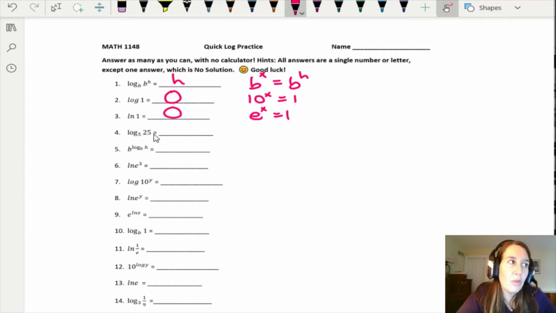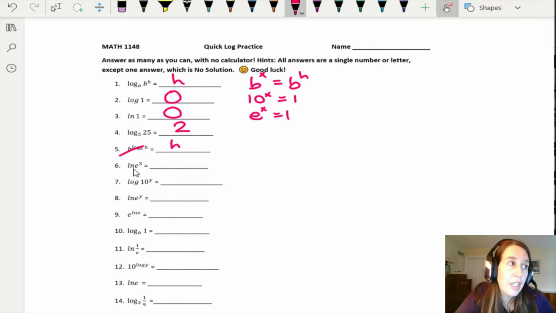Log base 5 of 25. So what power or what exponent goes on 5 to make 25? So it'd be 5 squared. Okay. Now this one we talked about in another context, I think in another video. This is b raised to log base b of h. Remember that the exponent and the log are inverses of each other. So this is just equal to h.